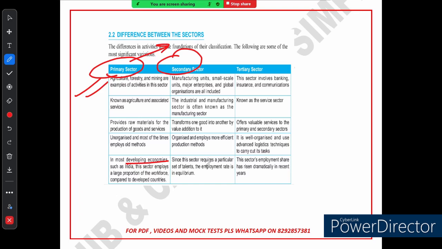Right, like you have seen, employment rate is in equilibrium, that's called a stable employment. And the last point we have covered is the tertiary sector. It offers services that are essential for the smooth operation of both the primary and secondary sector. It is well organized, and it has grown with the rise of the service economy. In the next slide we will discuss how these sectors work together to create a balanced economy, and how shifts between them indicate economic development.